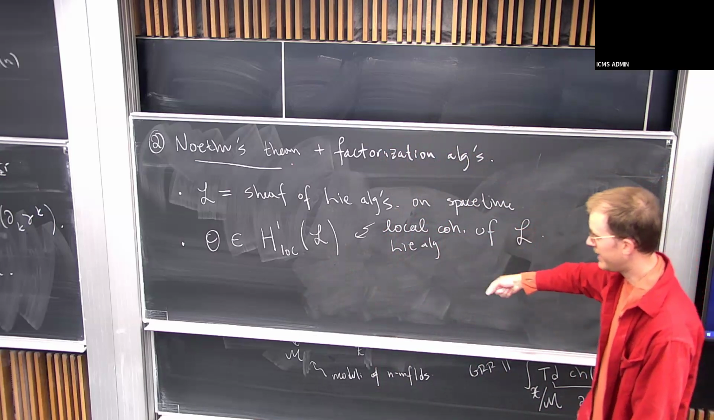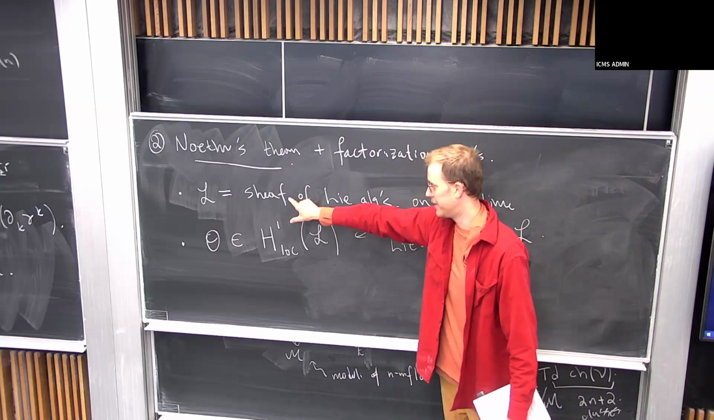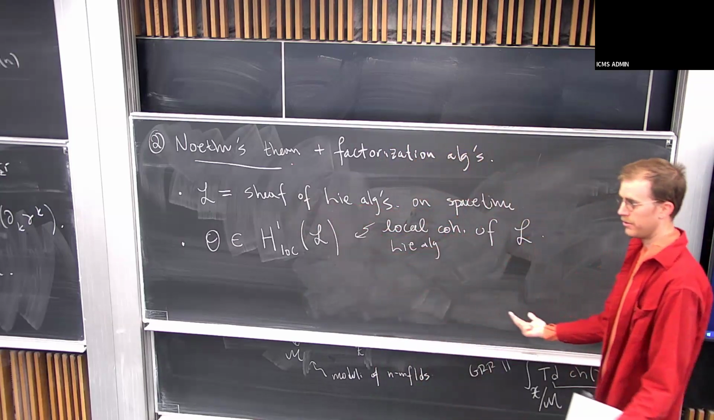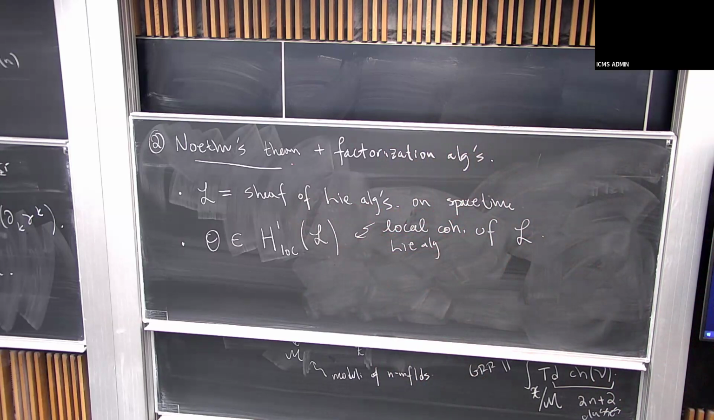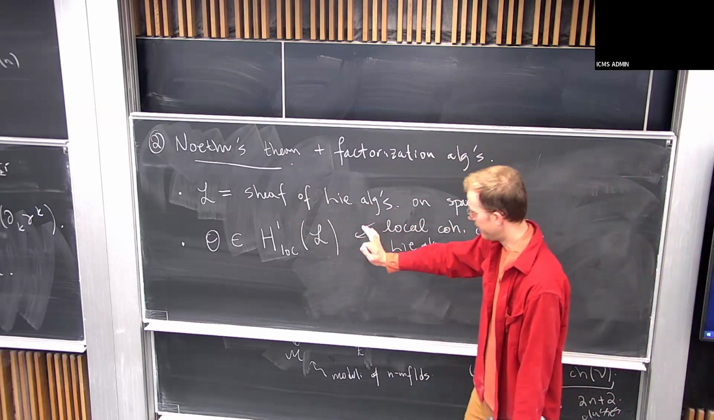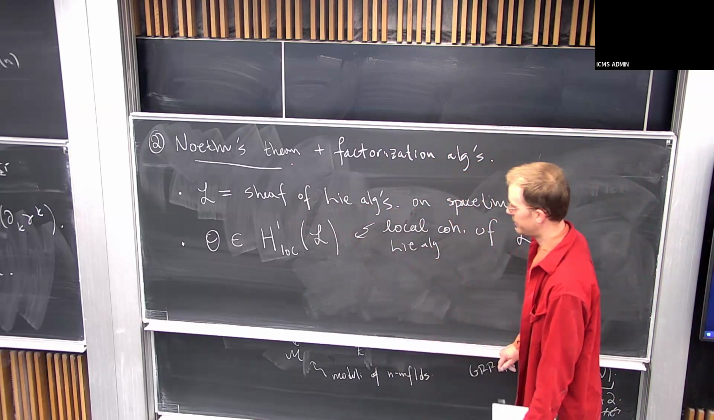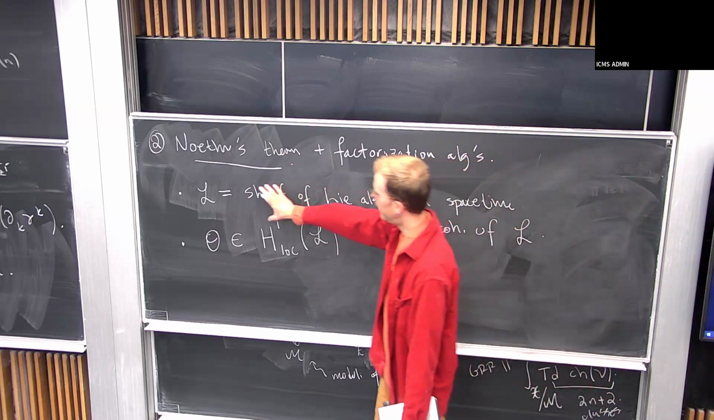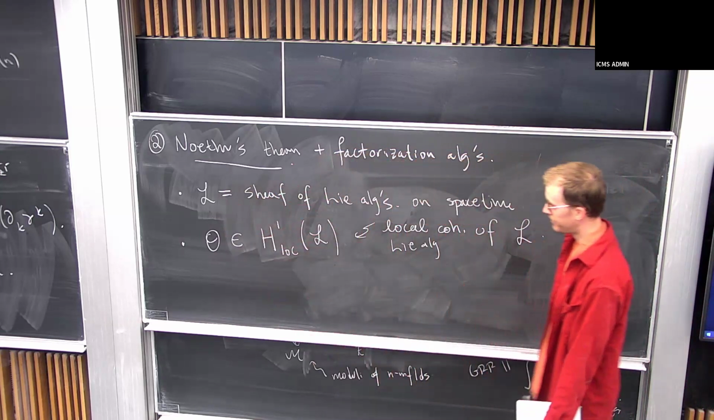I need to say something a little stronger than a sheaf here. I need to know that the sheaf is presented in a locally free way, so that makes sense. But let me not worry about that too much. But anyway, this is the anomaly class which is associated to a symmetry by such a local Lie algebra.